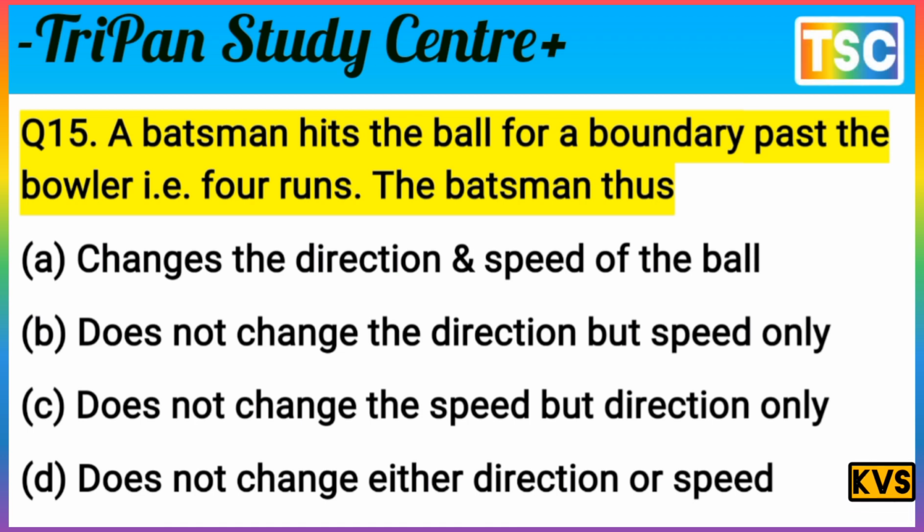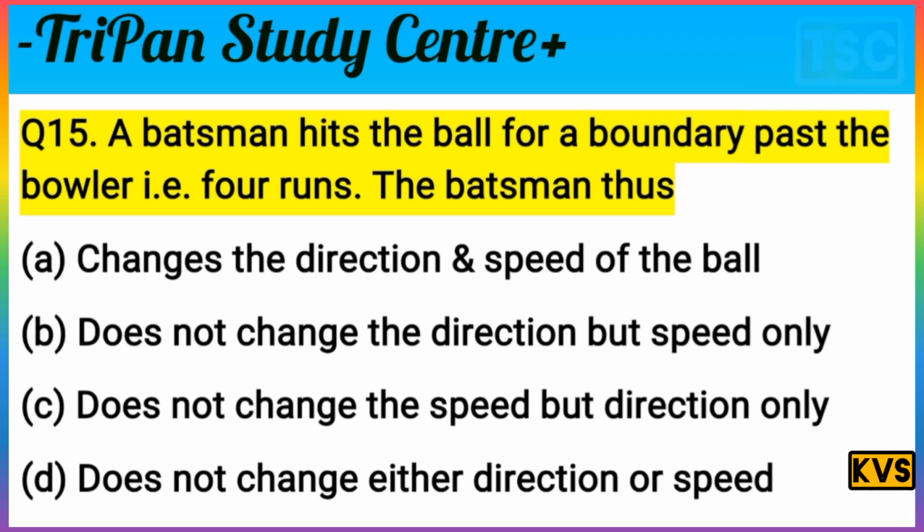Does not change either direction or speed is a false option. Does not change the speed, but direction only, means option C is also false. Does not change the direction, but speed only, is also a false statement. It means option A is correct here.